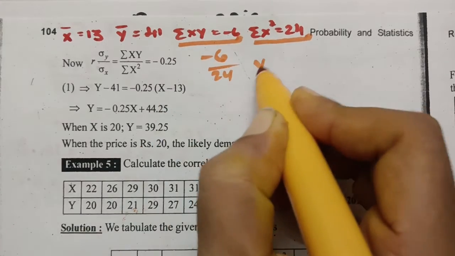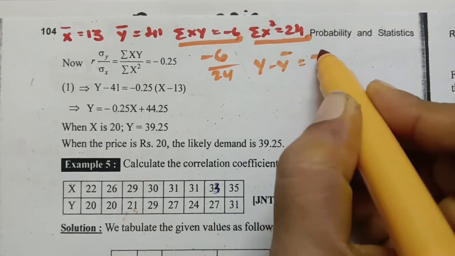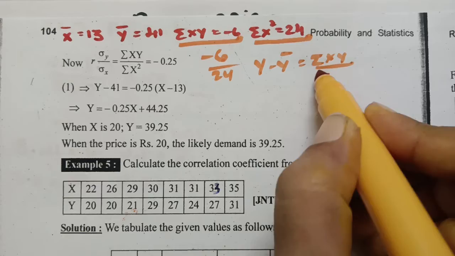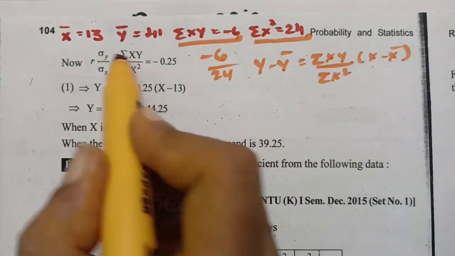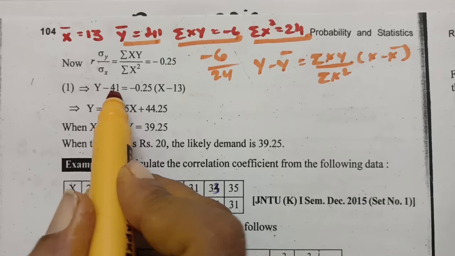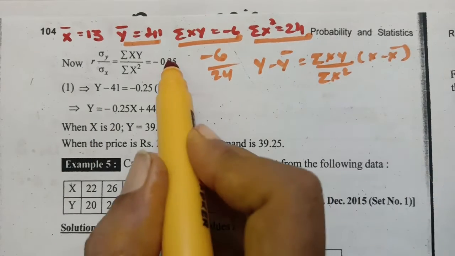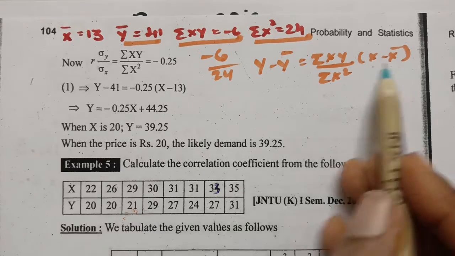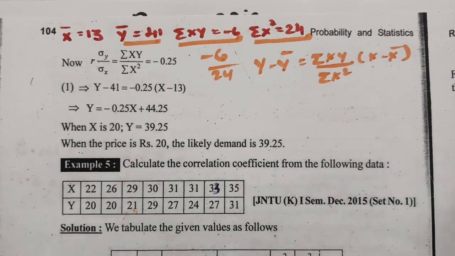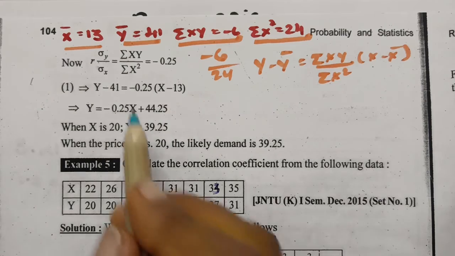I am writing the formula once again: y minus y bar is equal to sigma xy by sigma x square into x minus x bar. So y bar value is equal to 41, y minus y bar, and this value is equal to minus 0.25. This is x minus, what is x bar here? X bar value is equal to 13. So from the table, now we are going to find out the equation here.